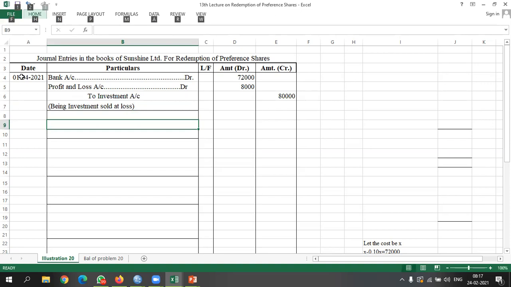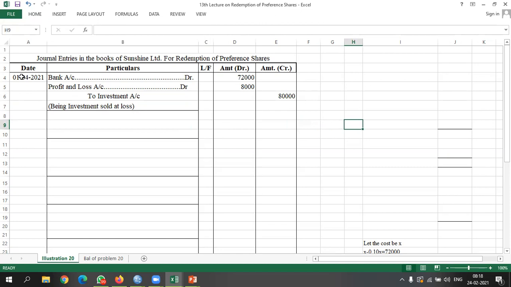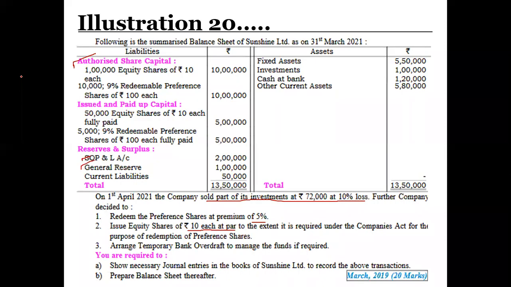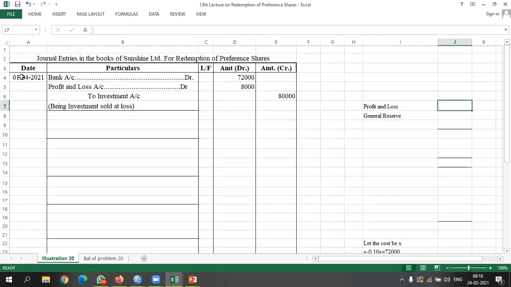Now, my second entry will be the issue of equity shares. I will see how many equity shares I require to issue. I have a profit and loss account with me, and I also have a general reserve in my balance sheet. Profit and loss has a balance of 2 lakh rupees, general reserve 1 lakh rupees. So in total, 3 lakh rupees with me.